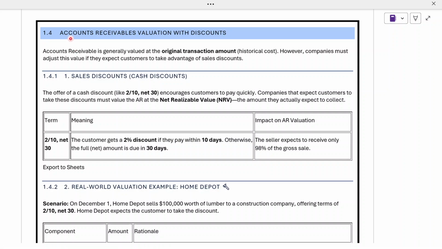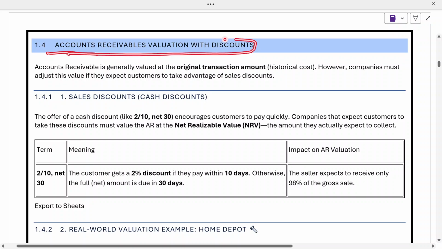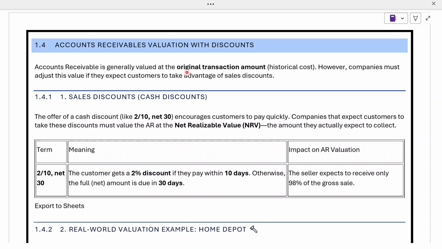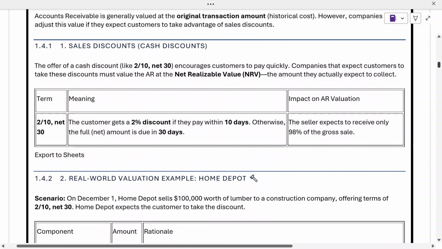Okay, so now let's talk about accounts receivable valuation along with the discounts. Accounts receivable is generally valued at the original transaction amount, because at whatever amount you sell the goods, the accounts receivable is recorded at that, just like historical cost. But companies must adjust their value if they expect customers to take advantage of the sales discount. There may be instances where the customer will take the sales discount or the company will offer it. So there are sales discount cases.